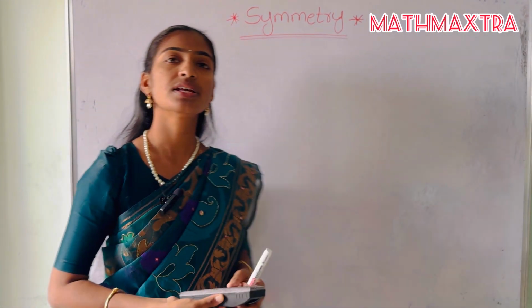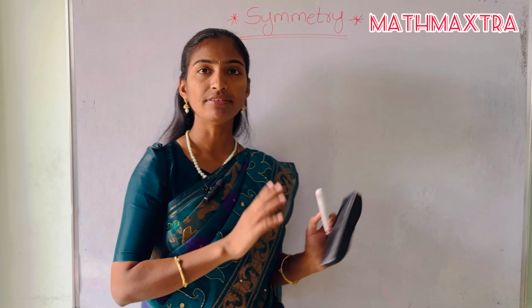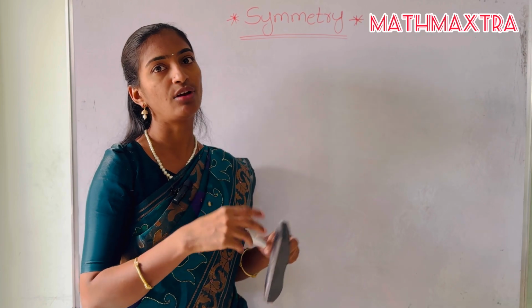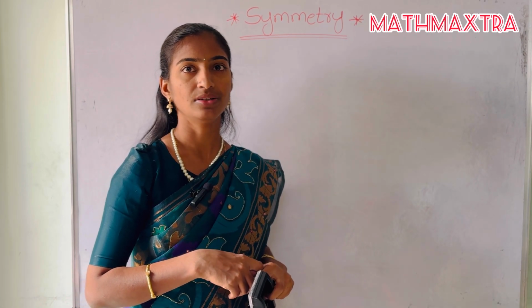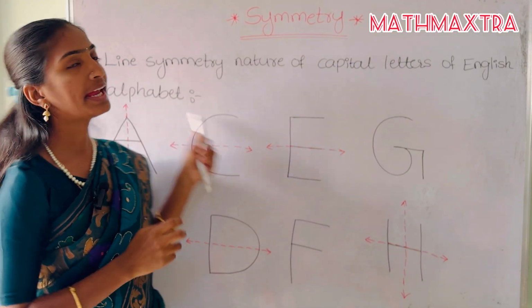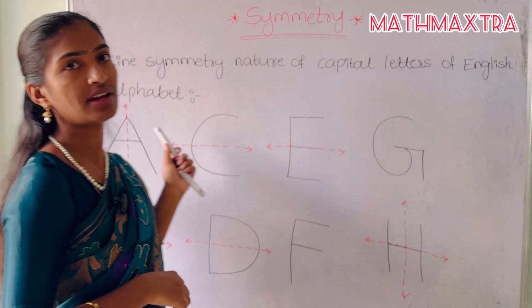Now we will discuss the symmetry of the English alphabet. We have A, B, C, D up to Z, right? For all those alphabets, we will discuss symmetry. So now we will discuss line symmetry and the nature of all the capital letters of the English alphabet.